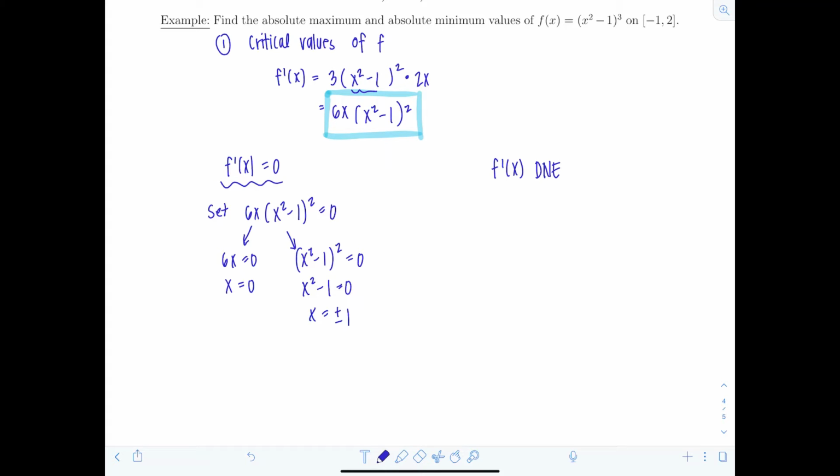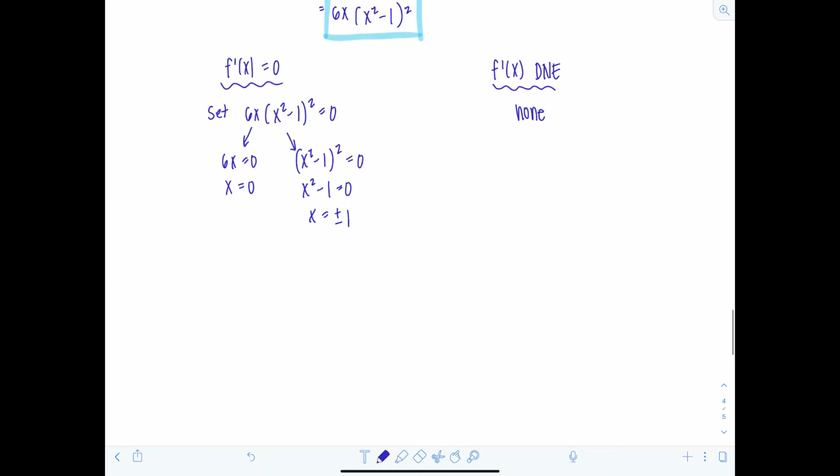The other case that yields critical values is when f prime of x does not exist. But notice in this case, my derivative is a polynomial, and we know the domain of a polynomial is all real numbers. It's defined everywhere. So there are no critical values from this case. So the critical numbers are x equals -1, +1, and 0.